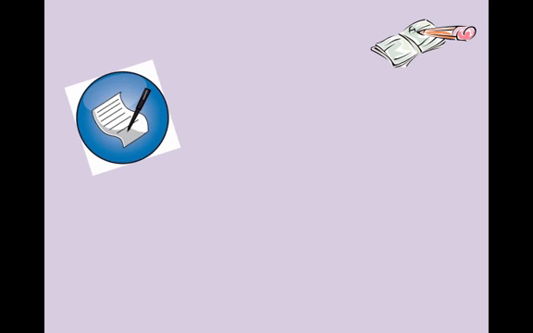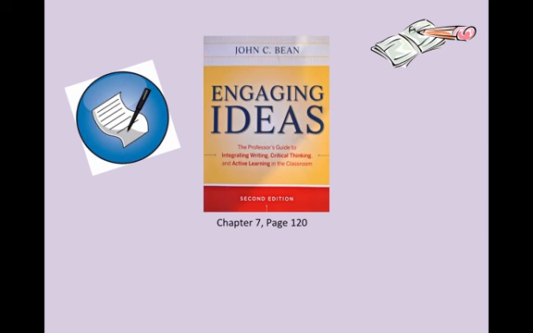Then read Chapter 7, that's pages 120 through 145 of our Bean book. As you read, jot in the margin, whenever you get to an activity that Bean talks about that more or less matches the kind of writing that you made in your list. This will help us make connections between the writing that we do in our lives and the writing that we're going to ask our students to do.